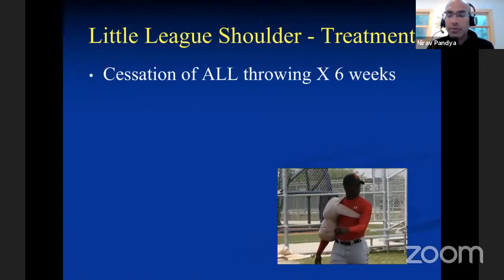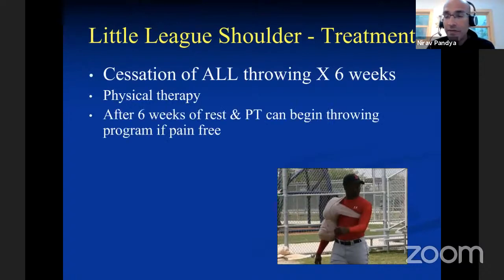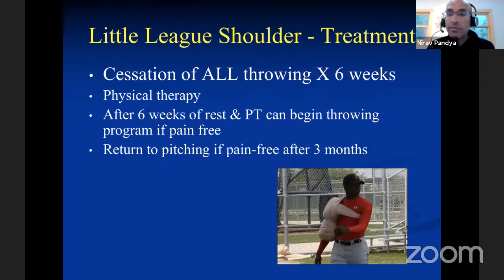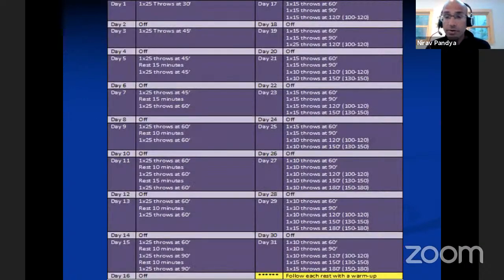The treatment is to stop throwing for 6 weeks. You have to counsel these parents. They need to stop throwing, and you get them into physical therapy to identify any biomechanical deficits. If after 6 weeks of rest and PT they're pain-free, they can begin throwing, and they can return to pitching at 3 months. So it's a long period of time off. Surgery is not indicated. The return to throw program after 6 weeks of rest is what we use here. It's very extensive and prevents these individuals from getting irritation or further injuries down the road.